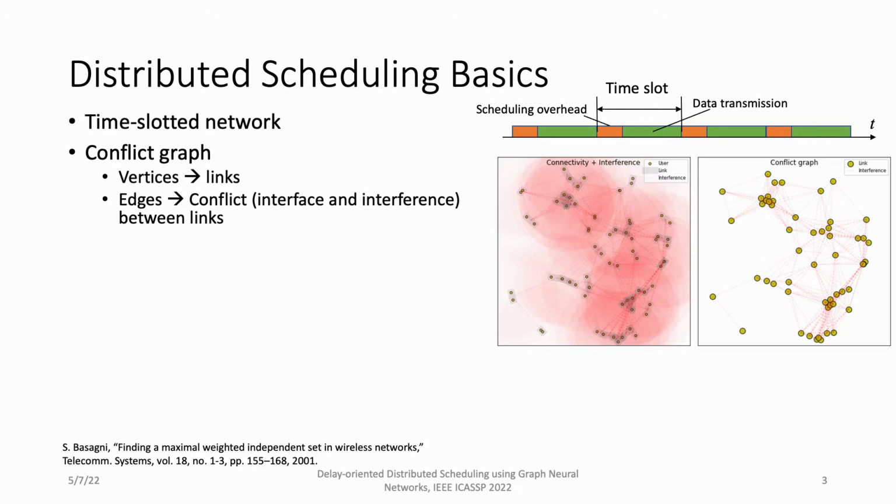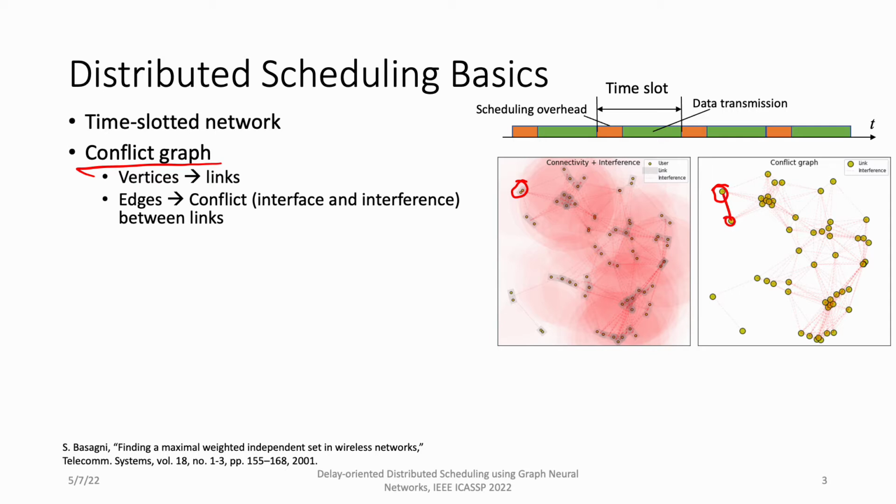First, I want to do some basics on the distributed scheduling. So we are considering a time-slotted network. All the devices are synchronized, and the system is divided into time slots. For each time slot, there is a scheduling phase followed by data transmission. The scheduling is based on the concept of conflict graph. The vertex in the conflict graph represents a link in the wireless network.